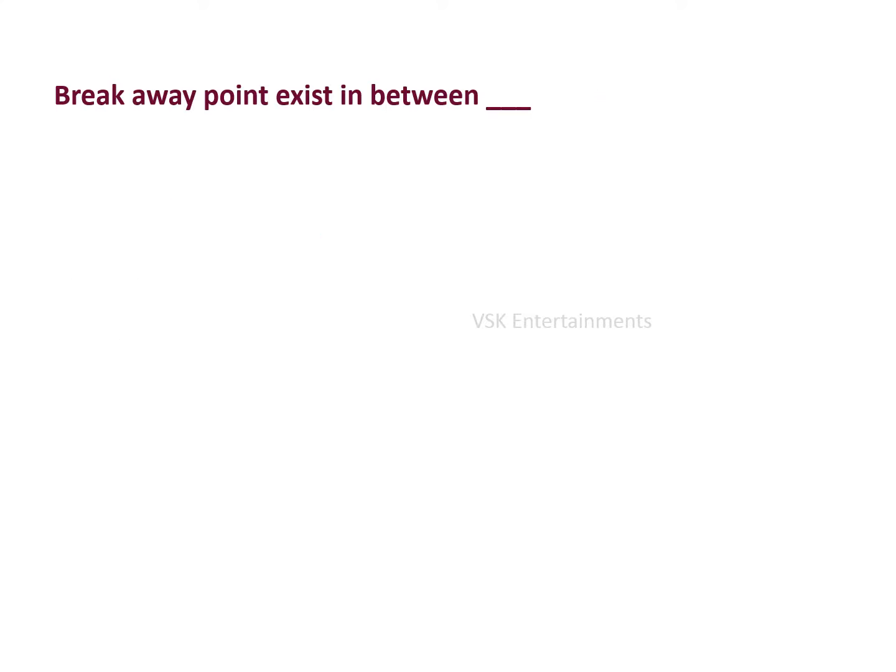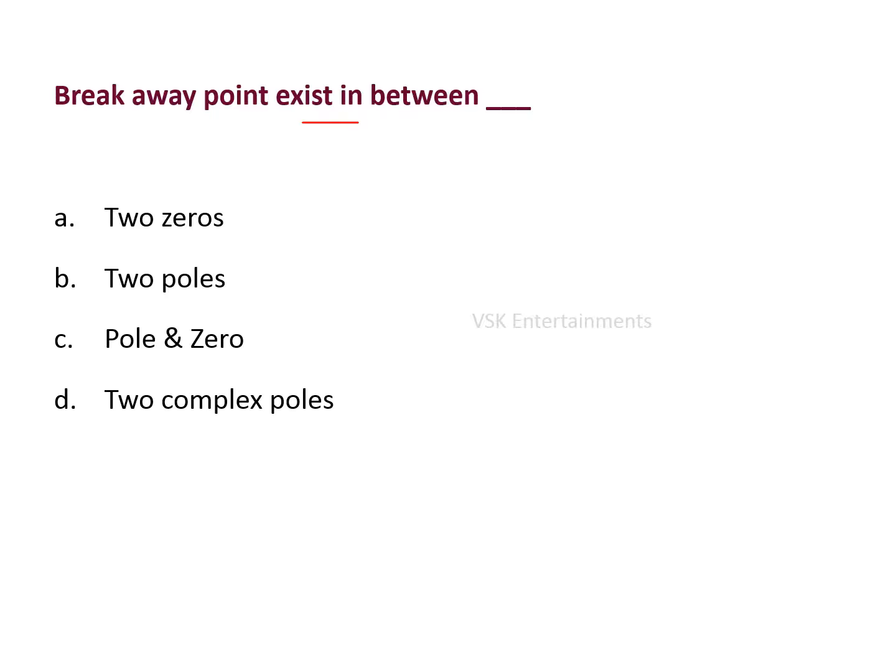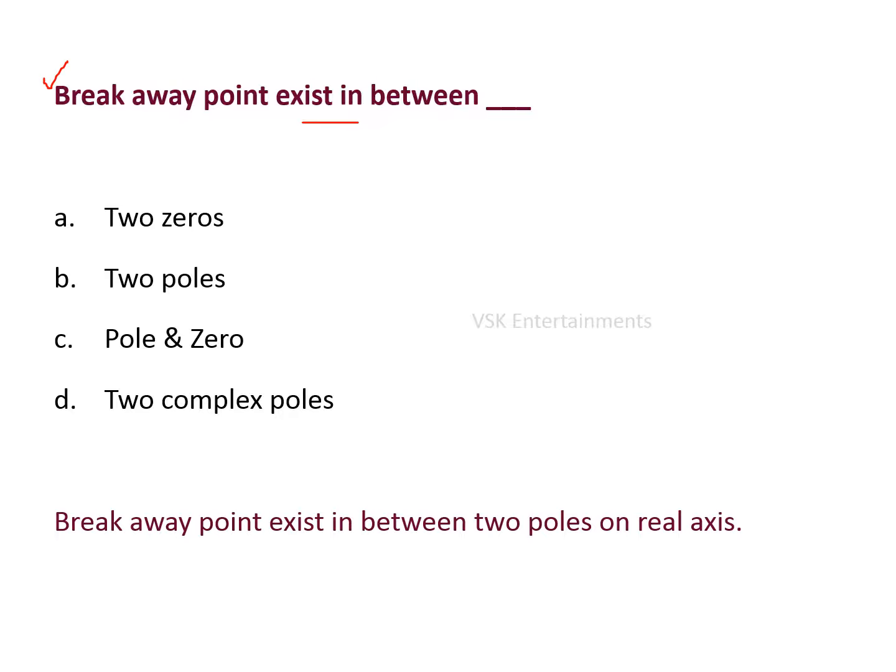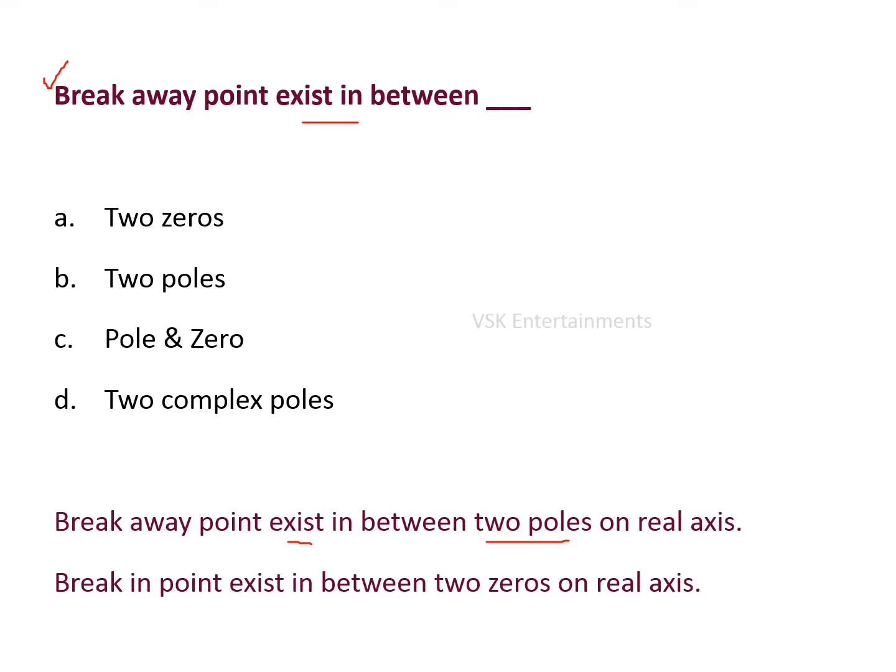Coming to the next one, the breakaway point exists in between dash. Options are two zeros, two poles, pole and zero, and two complex poles. In the root locus technique, we have the concept of breakaway point and break-in point. Here, the breakaway point exists in between two poles on the real axis. Similarly, the break-in point exists in between two zeros on the real axis. So the breakaway point is in between two poles on the real axis, and option B is the right answer.